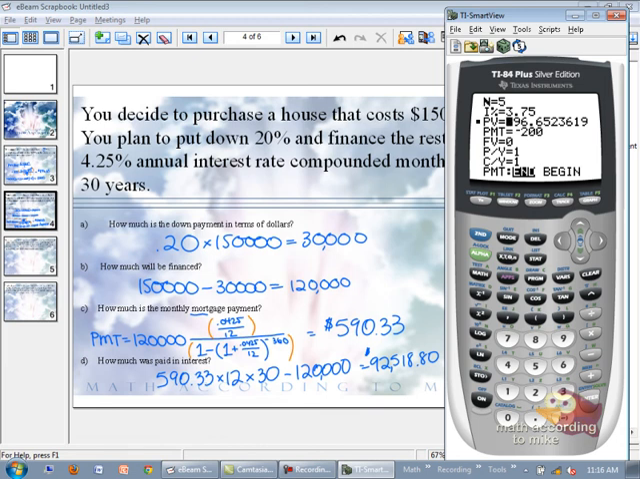Yeah. So real quick, just to show you what I'm saying here. For this one, we had N equals 360. Our interest rate was 4.25. And our present value is 120,000. I'm going to make these both 12. So when I do the Alpha Solve here, we should get the 590.33, which we do after rounding.